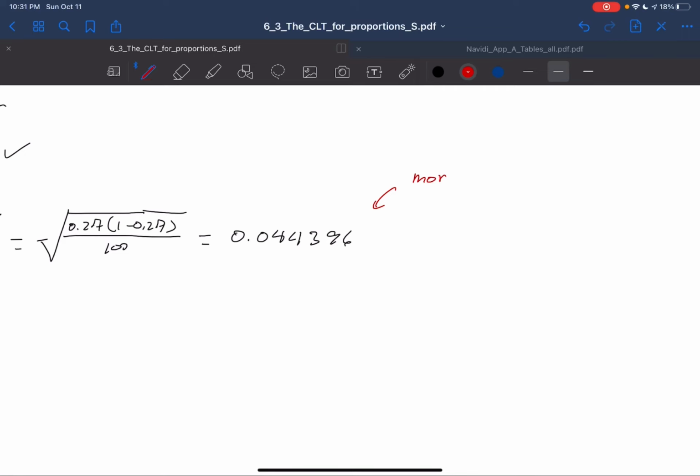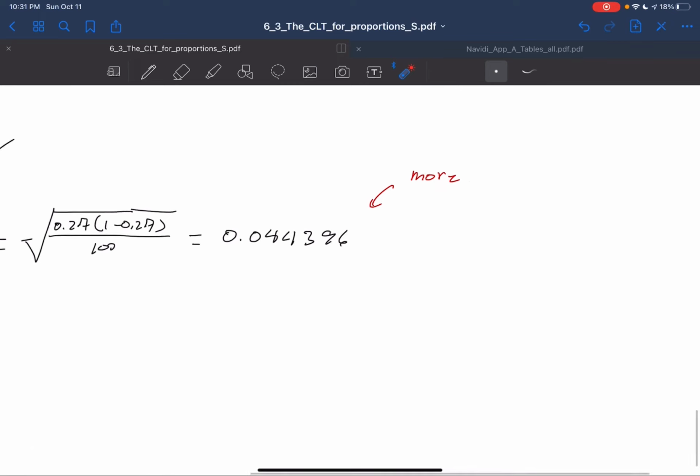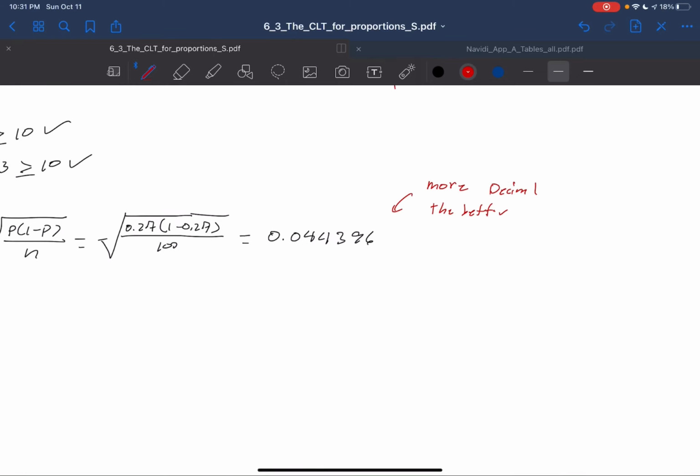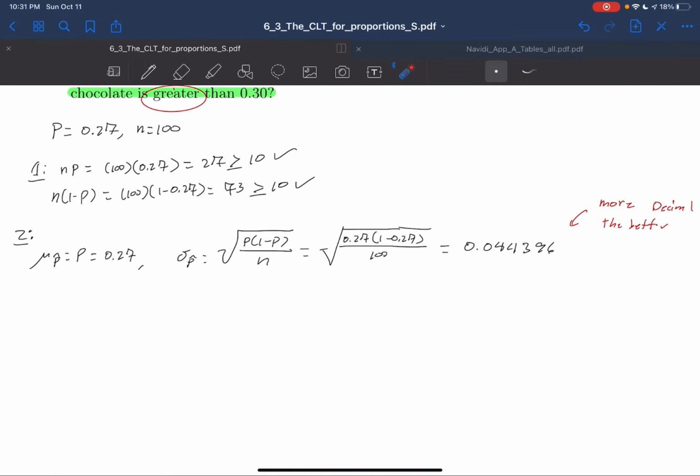And a little note I want to say here: when we compute the standard deviation of p hat, it's a good thing to keep a few more decimals, the better. It's because when we compute our z-score, we're going to divide by this number, and we want it to be as accurate as possible to use for the table. Okay, so now that we have these values, mu and sigma, we can compute our z-score.